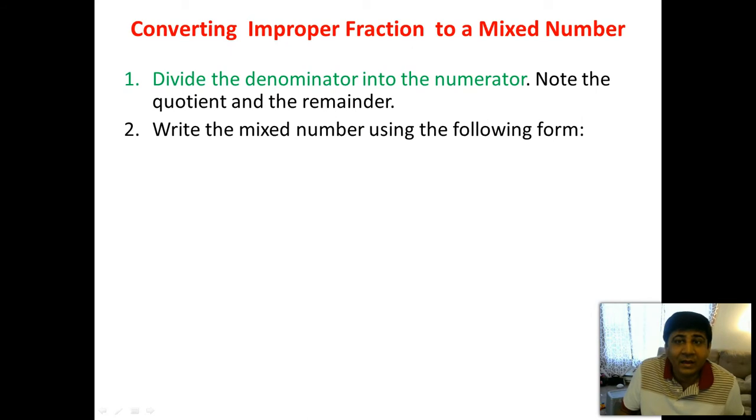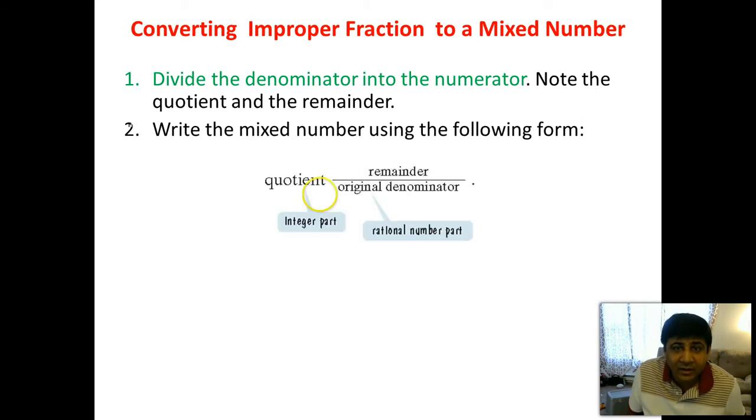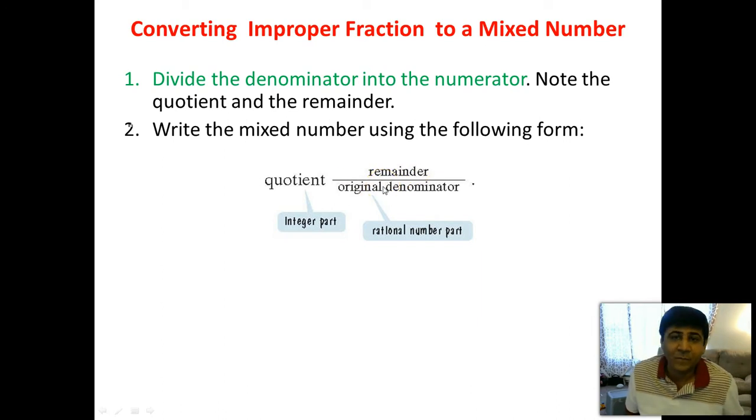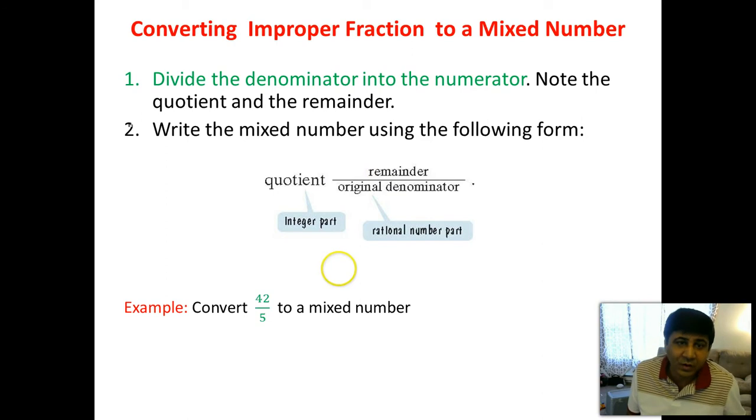Then we will use this formula here to write it as a mixed number. We will have the quotient on the side, which plays the role of our integer, and then the remainder in the numerator and the original denominator in the denominator. Suppose we want to convert 42 over 5 to a mixed number. Look at it, it's top heavy, so this is an improper fraction.